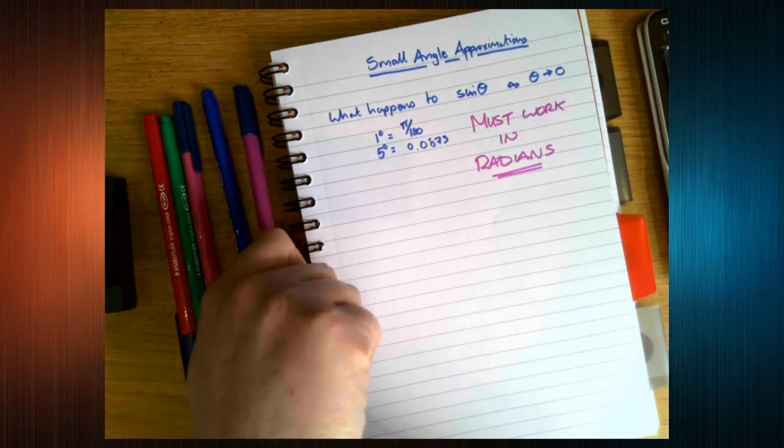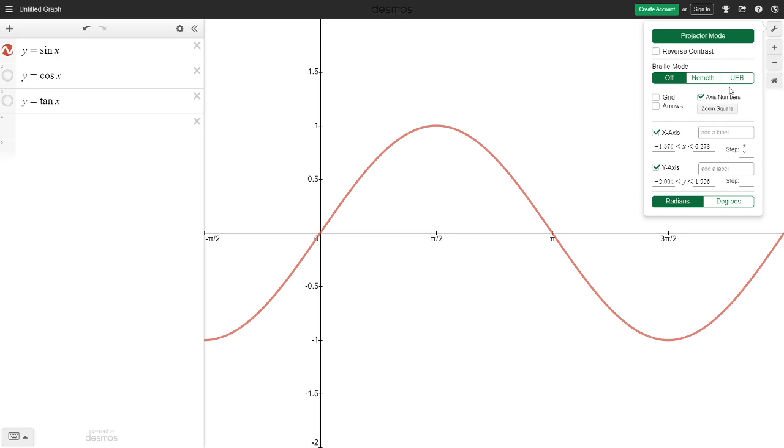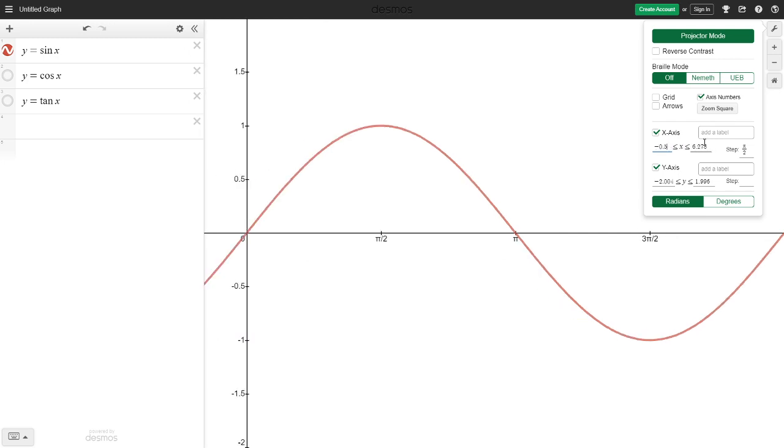So what we're going to do is we're going to use the graphs to have a look at what happens when theta, or in this case x, because that's what I'm drawing on, gets very, very small. We can see here I've plotted y equals sine x for x between minus pi over 2 and 2 pi. As we've established, these are not small angles. So let's change our axis so we have relatively small numbers.